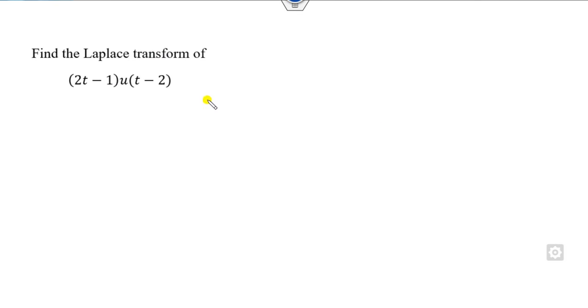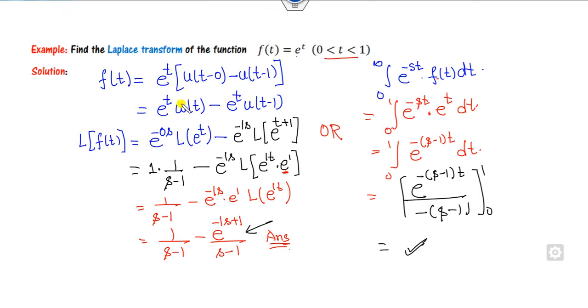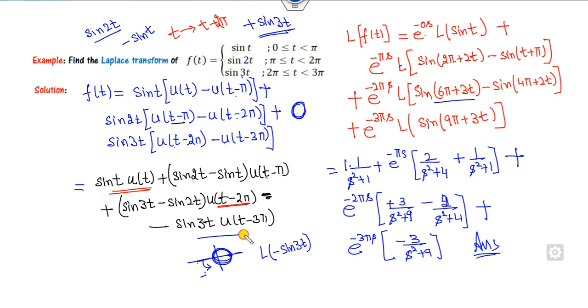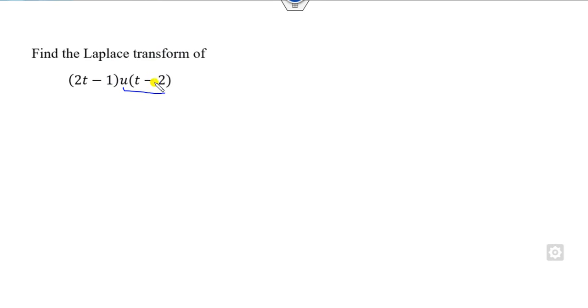Okay, now look at this another one. Now in this case, it is already written in this form, u. In all these previous cases, we had to write them in terms of the u. But right now, in this case, it is already written. So I call this my f of t. So what is the Laplace of this f of t?